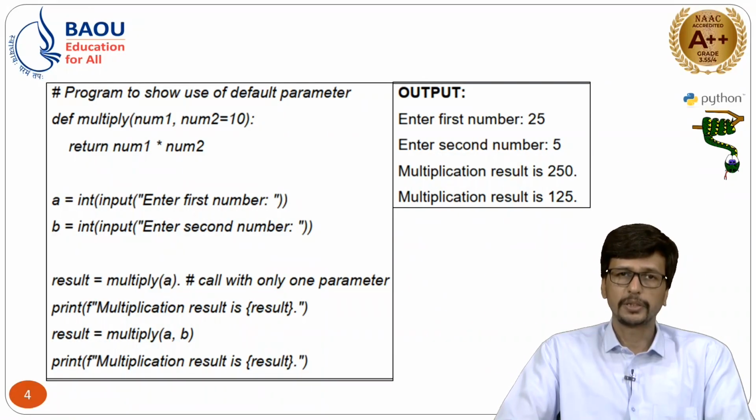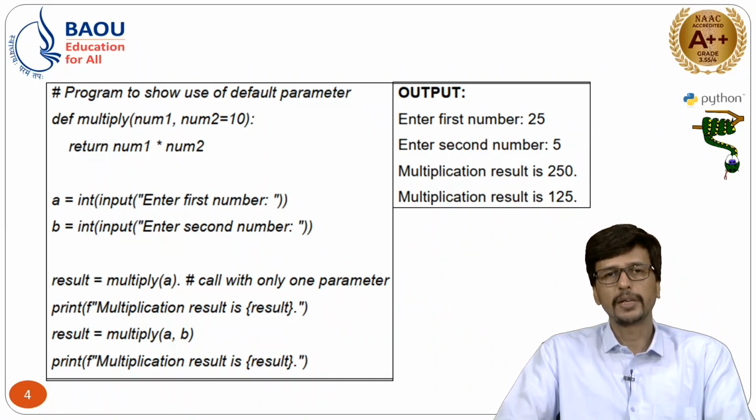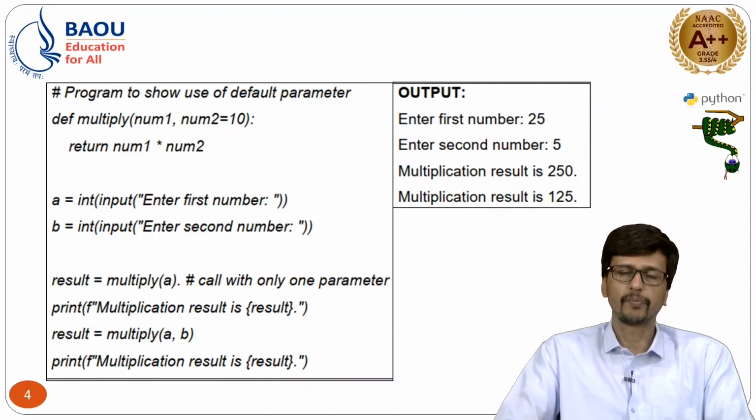So, the result will be accordingly. In the next statement, we are passing two arguments. You can observe on the screen, that is result equal to multiply(A, B). So, both values A and B will be taken from the user. So, here the value of B will be overwritten. Whatever default value we defined in the definition will be neglected and the new value will be considered, right? So, this way you can also pass a default value in the parameter.